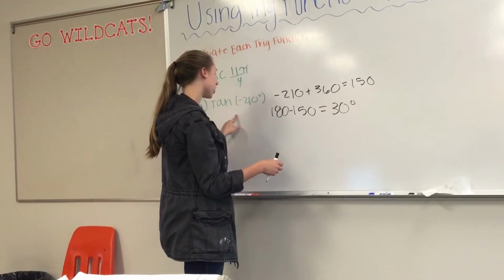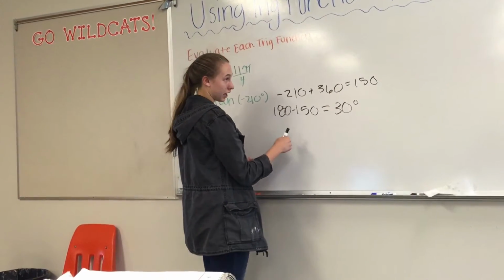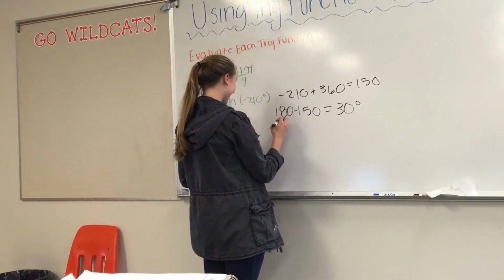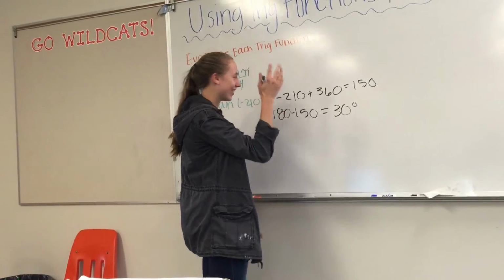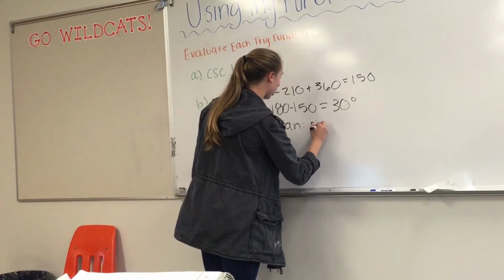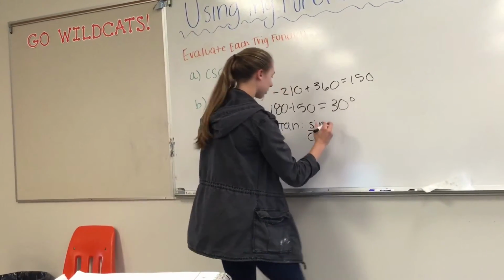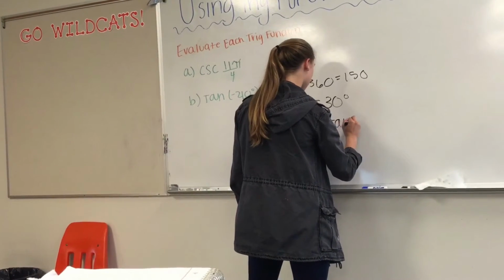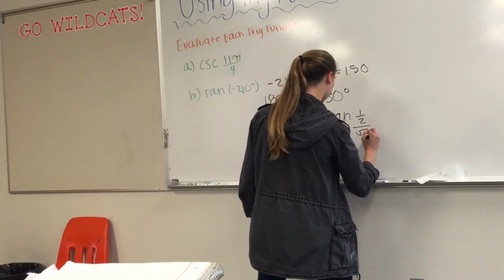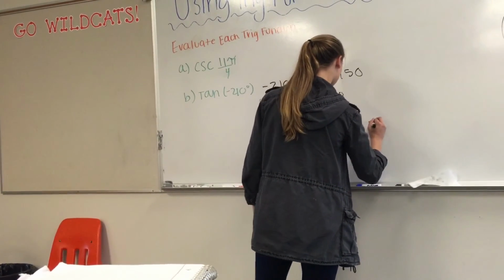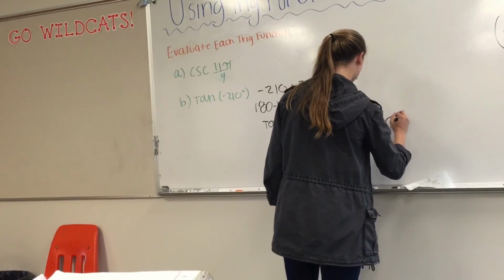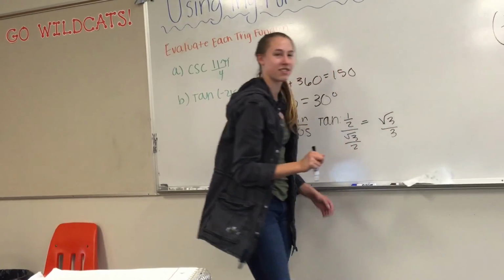In order to find tangent of negative 210, we need to take 150. Use the unit circle. Oh, okay. So tangent is sine over cosine. So the tangent is 1/2 over the square root of 3 over 2, which equals square root of 3 over 3. Great work, Cam.